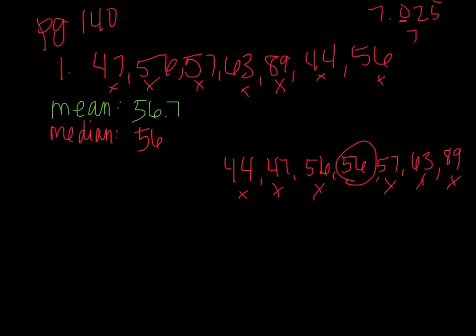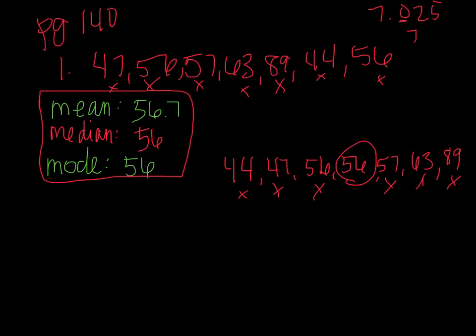Then we need to find the mode or the number that appears most often. So I know we've got two 56s. We don't have any doubles of anything else. So our mode is also going to be 56. And then we need to say, oh, we don't even need to label outliers because it doesn't ask us to. We just need to do the mean, median, and mode. And we'll put a box around it. And be done with number 1.